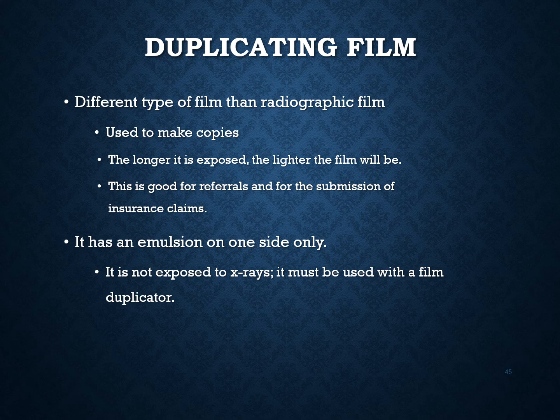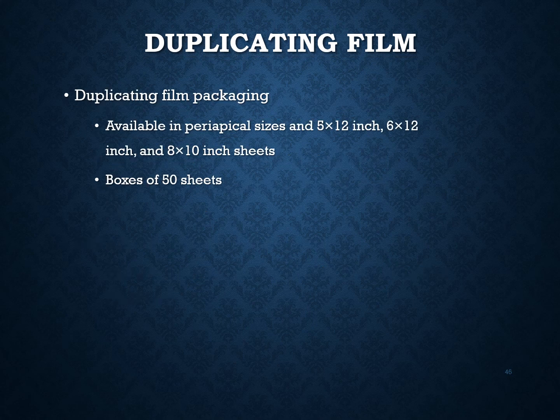It's required to make a duplicate. A duplicate is easy. It's a copy. If we need to make a copy of the radiograph, then we would use duplicating film and a duplicator. Duplicating film comes in periapical sizes usually, and 5 by 12 and 6 by 12 inch, and 8 by 10 inch sheets, typically in boxes of 50 sheets. It's important to remember that duplicating film never gets exposed to x-rays. It's only ever exposed to light, and that is how we make a copy of a film we already took of the patient, creating it on a new piece of film.